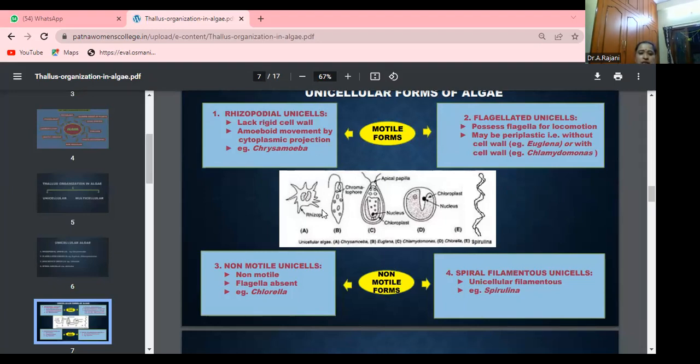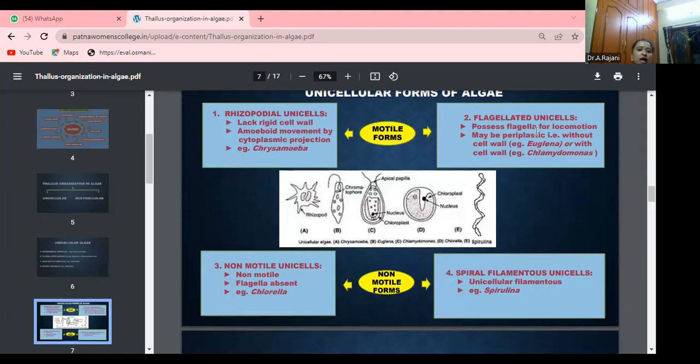In rhizopodial forms, a rigid cell wall is present. Amoeboid movement occurs by cytoplasmic projections. These are the rhizopodial unicells. An example is Chrysamoeba.